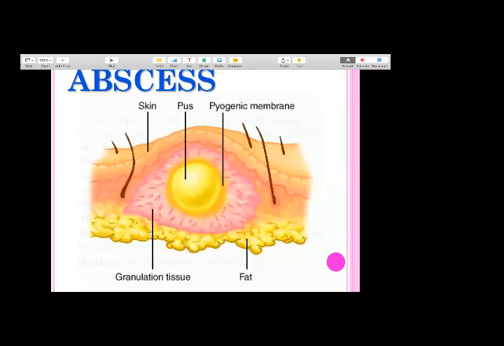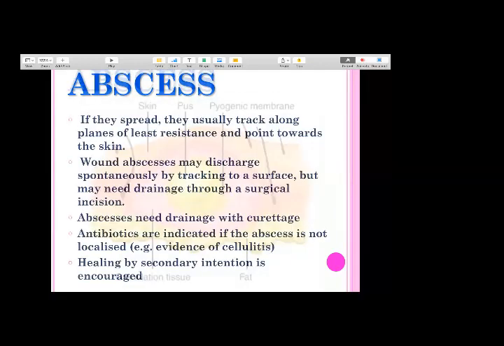All right. Abscesses, if they were to spread, usually track along the planes of least resistance and point towards the skin. So they always come out towards the skin. That's why you see the little clear pus superficially on the epidermis, because that's the plane where there is least resistance, and it tries to release the pus from within by pointing outwards towards the epidermis. Eventually some of them do burst, and the pus is basically drained out of the wound.